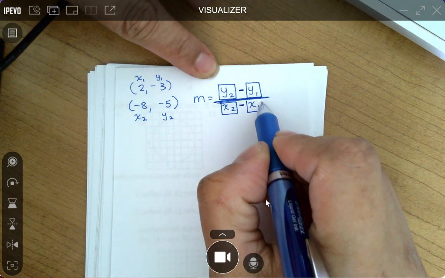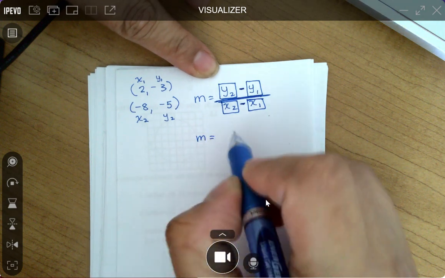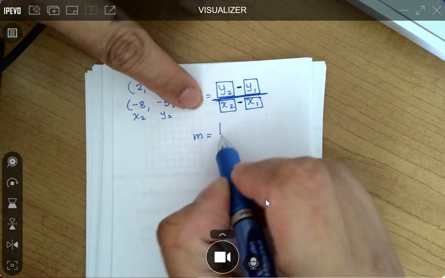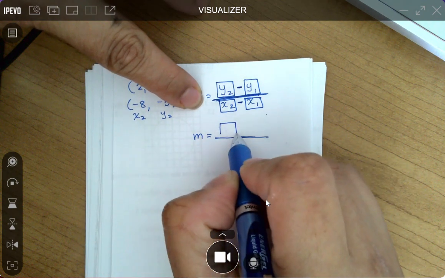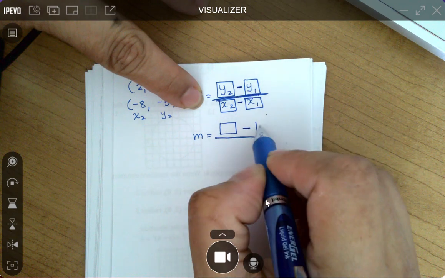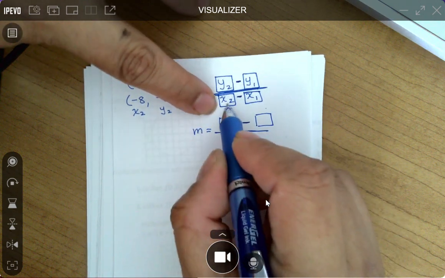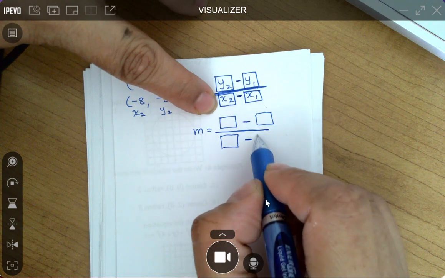And we're going to have to replace this one as well. Well, we actually do know these values. Okay, so that's going to be the fraction bar. This is where the y2 is going to go. This is where the y1 is going to go. This is where the x2 is going to go. And this is where the x1 is going to go.